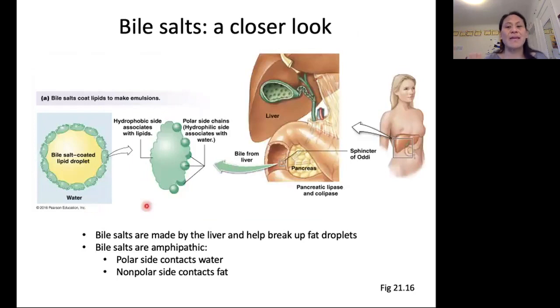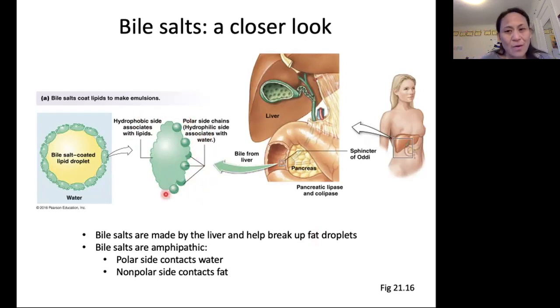Okay, so bile salts, again, just a reminder, they're made by the liver and they help break up fat droplets. They're stored in the gallbladder. They are what we call amphipathic. I think you've probably heard this term before in other classes. Amphipathic means that one side of the molecule is hydrophobic and the other side of the molecule is hydrophilic. Okay, so that is what we are seeing here, in this green blob. This is meant to depict a bile salt. So this part is supposed to be the hydrophobic side, and then over here is the hydrophilic side.